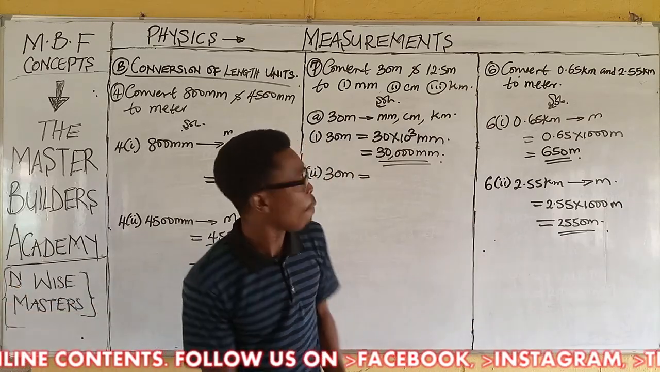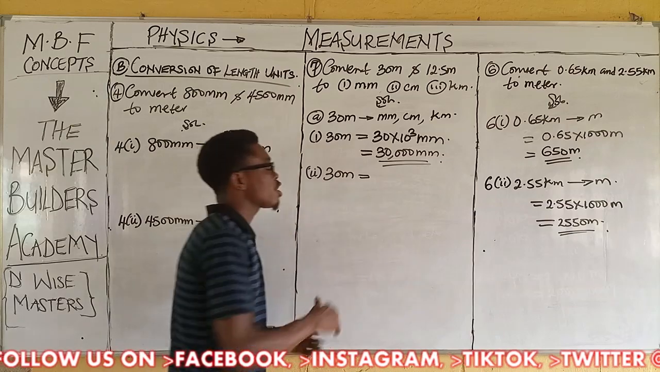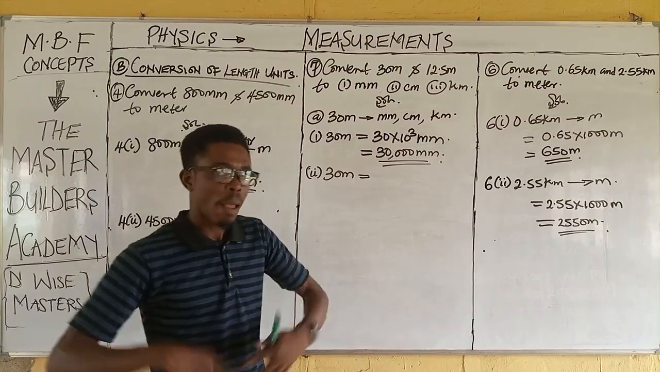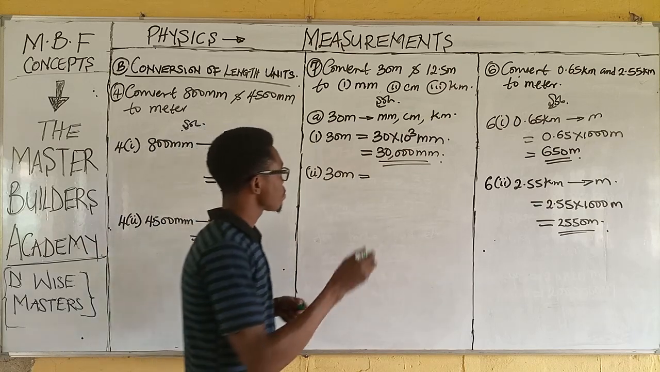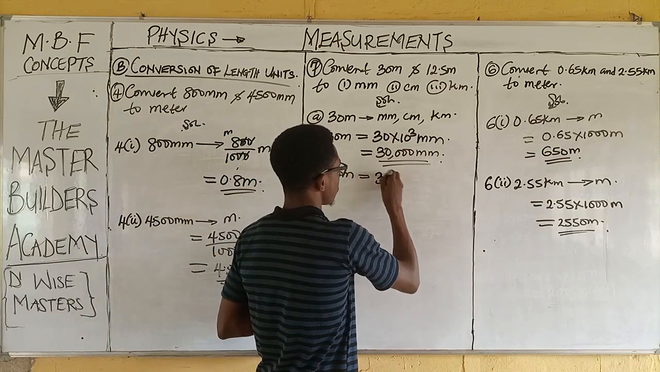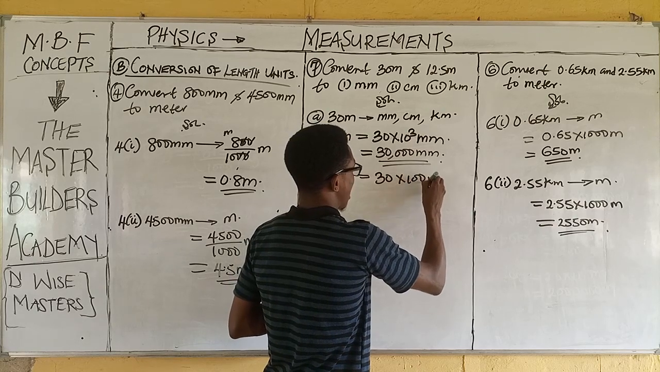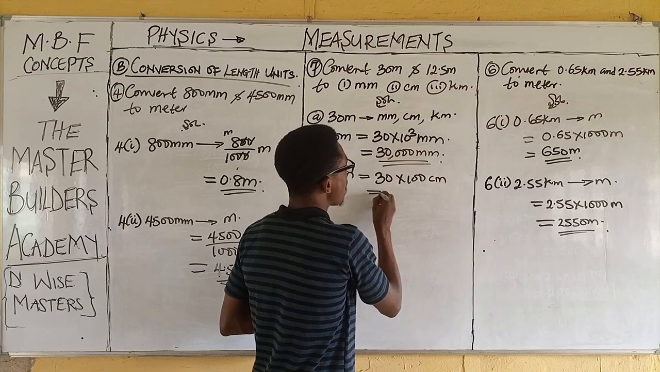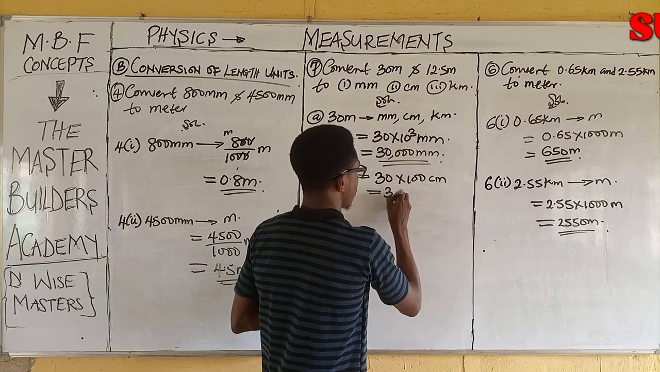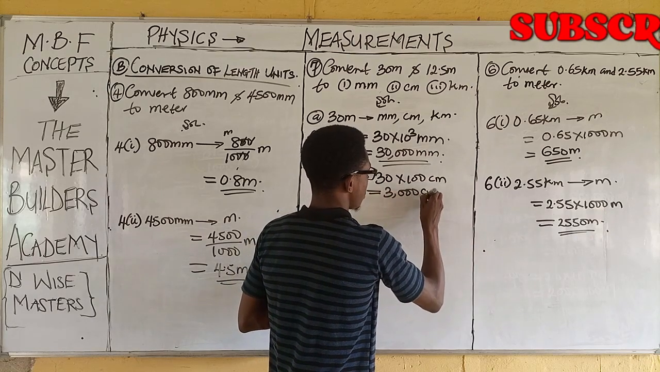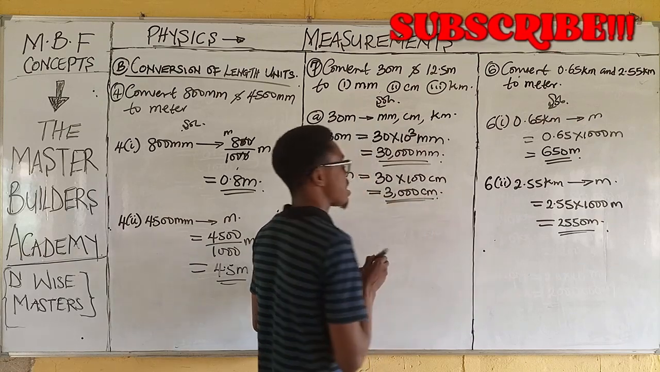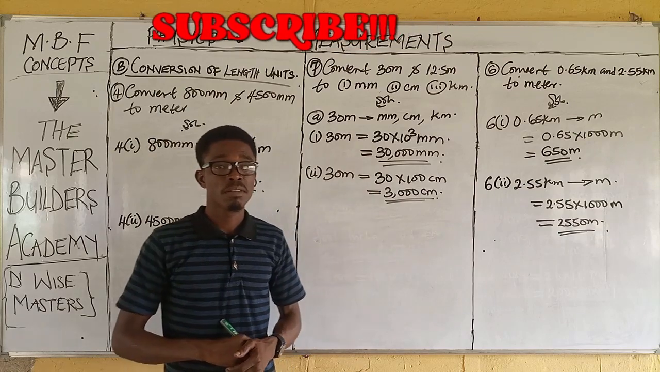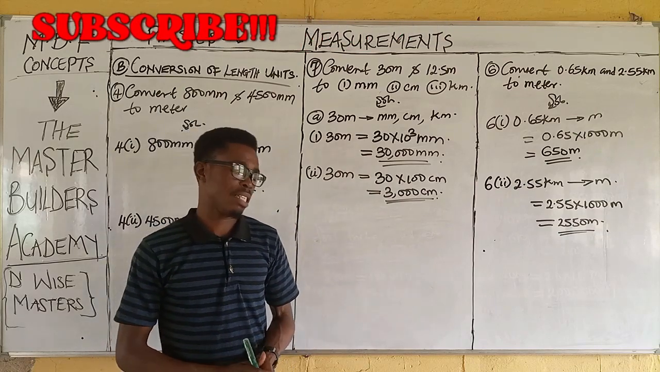Are we there? Now, to convert from meter to centimeter, all you simply do is to multiply the given value by 100. Then, this will have given us 30 times 100, now in centimeter. And when we multiply this out, this will have given us 3000 centimeter. That means 3000 centimeter is equivalent to what? 30 meters. Simple as this.